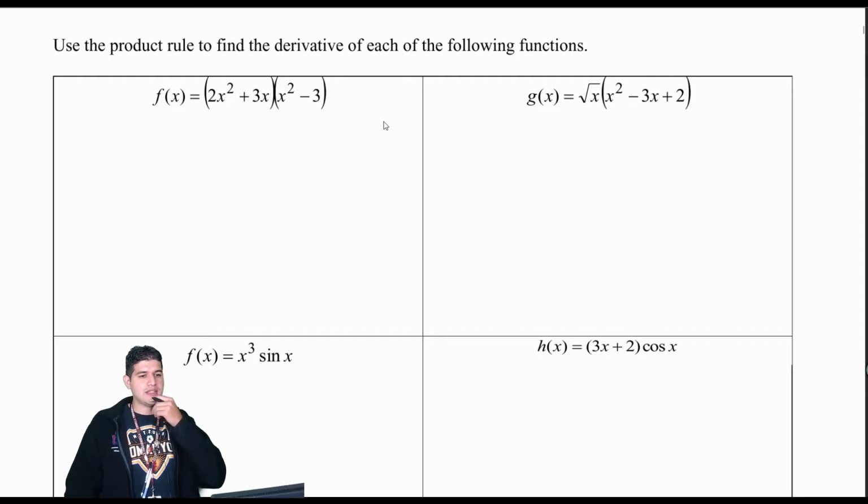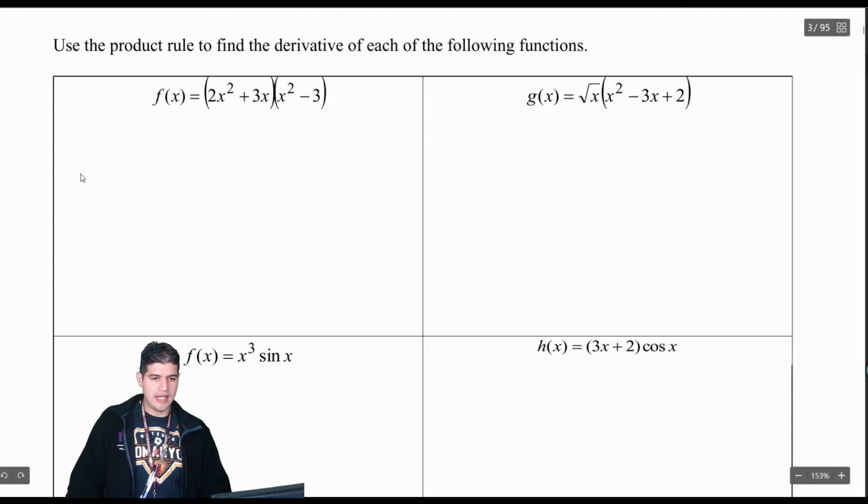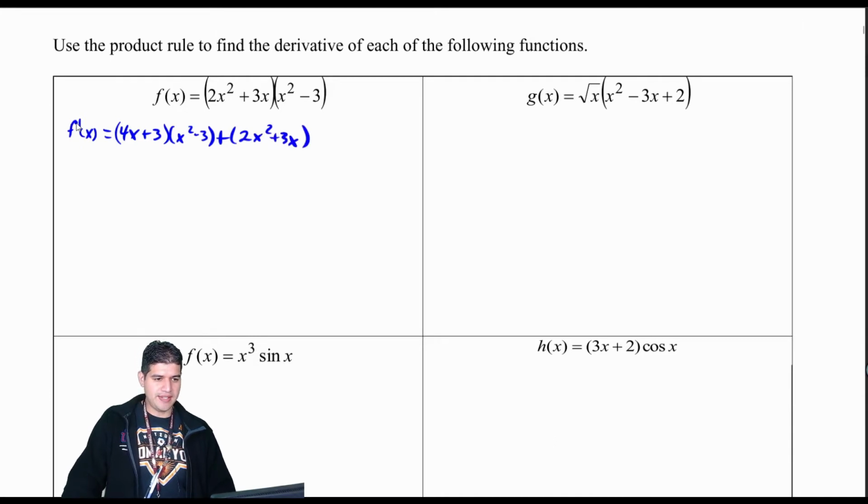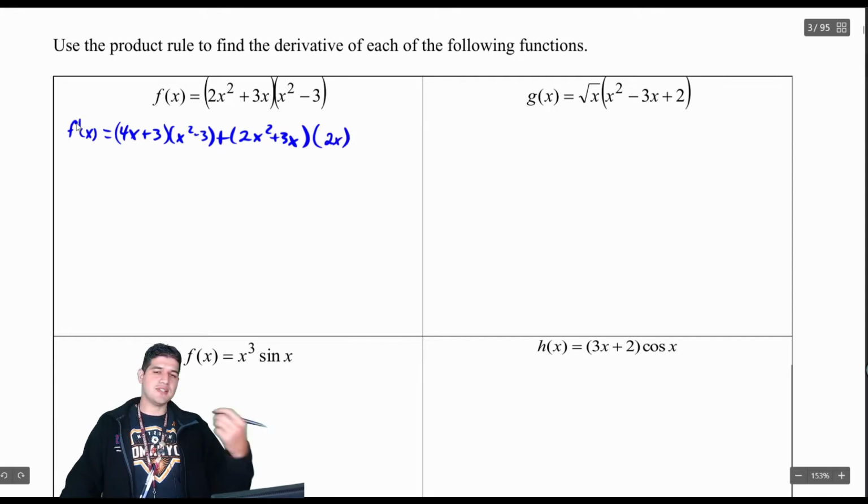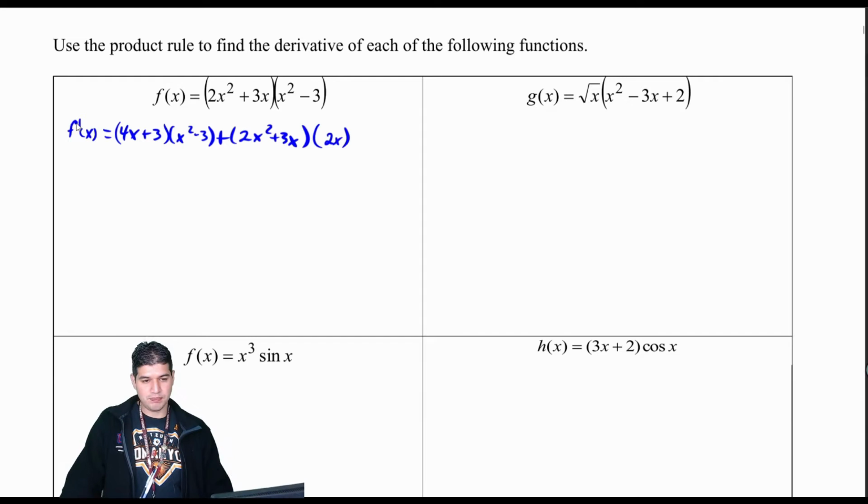So as I said, we want to really use the product rule in every single one of these cases. So if I want to find f prime of x here, then it's going to be the derivative of the first, so 4x plus 3, times the second, so x squared minus 3, plus the first, 2x squared plus 3x, times the derivative of the second. So that's going to be just 2x right there. All right, and at this point, it's all about simplifying.